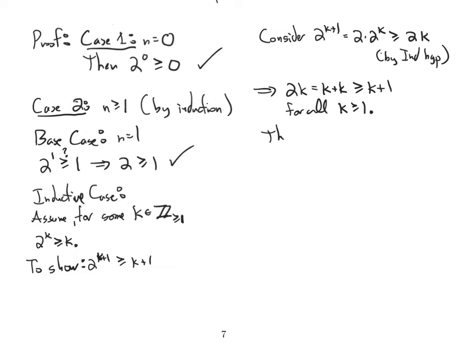Thus, well, what do we have? Let's put it all in one line just to make sure that people understand what we proved. Well, we proved that 2 to the k plus 1 is greater than or equal to k plus 1. And putting these cases together, case 1 was when n equals 0, and case 2 was when n was greater than or equal to 1. Putting those together, we have all of our index sets starting at 0. We just had to break off that little case when n equals 0 by itself.